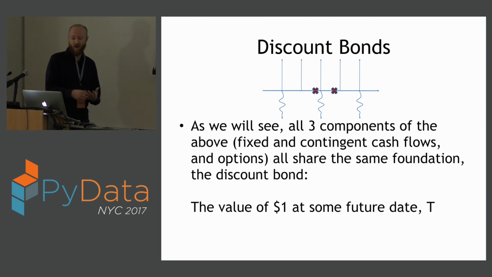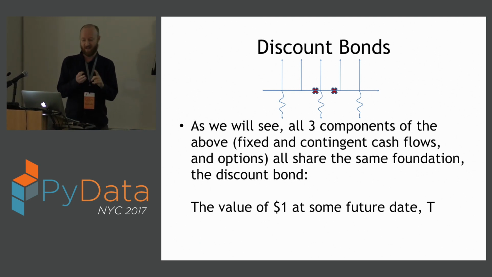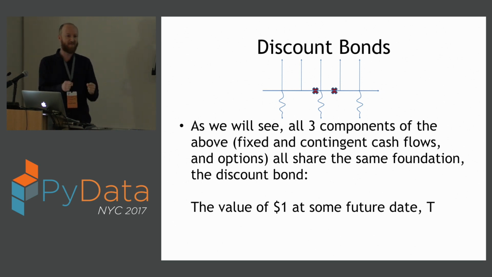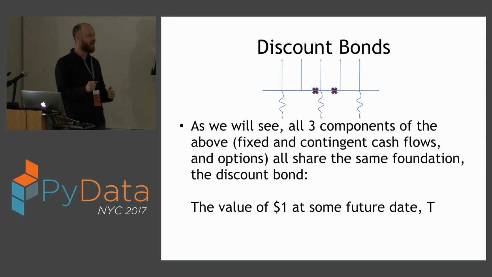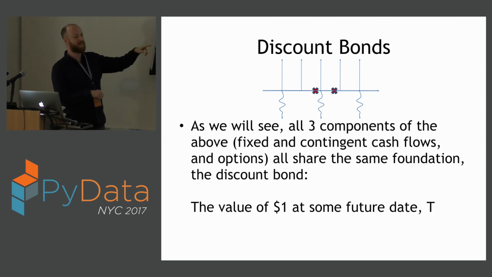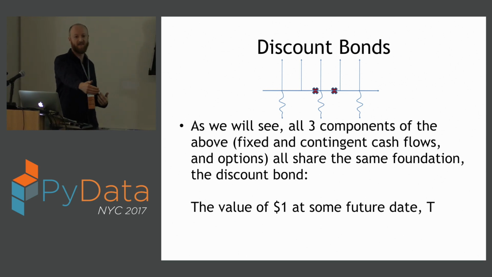So basically all three of the components that I've shown above, both the fixed and contingent cash flows and the options, all basically share the same foundation, which is the discount bond. So really what a lot of it boils down to in finance is how do we calculate the value of a dollar at some future time t?